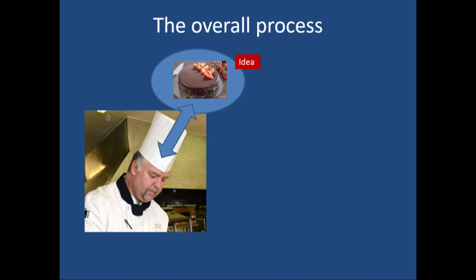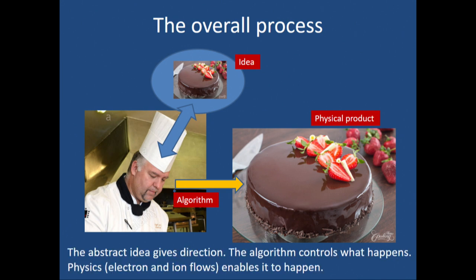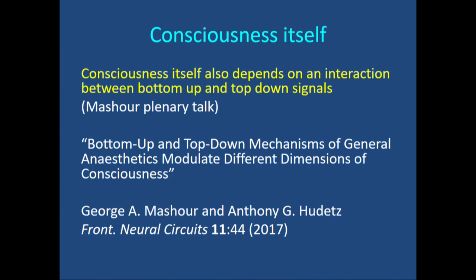And so the overall process: the chef has an idea for the cake. He gets the algorithm, he looks up his recipe book, and it produces the cake itself, which is the physical product, and the abstract idea, which is the recipe. That is what determines what happens in terms of electrons flowing through his hands in order to produce that physical product. The algorithm controls what happens. The physics, the electron and ion flows, enable the algorithm to determine what happens, but they do not choose what happens. It's the algorithm which chooses what happens.